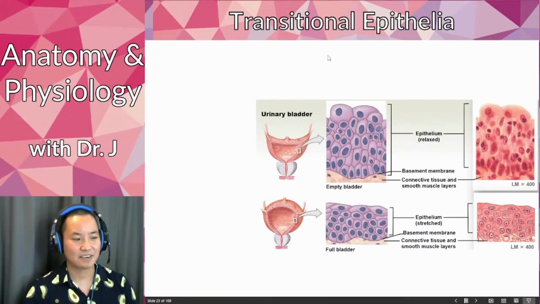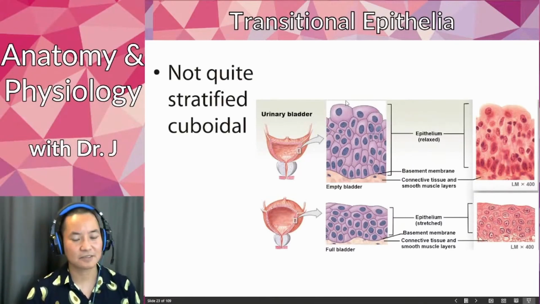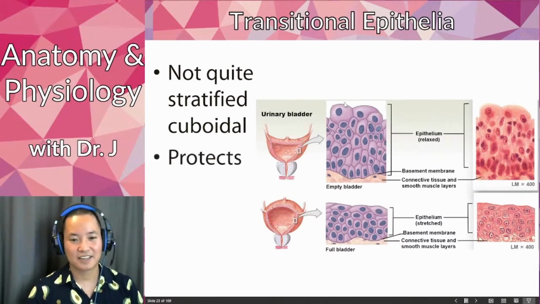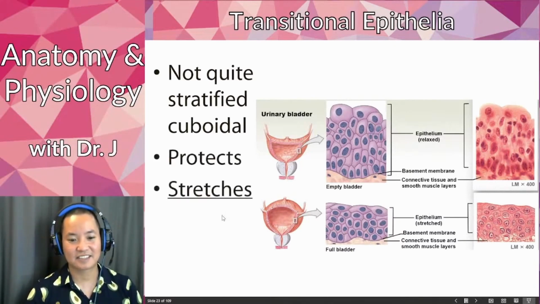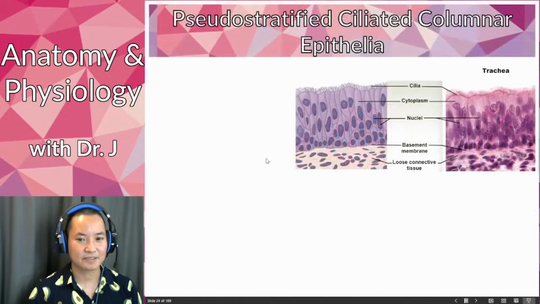They can be variable. So not quite stratified cuboidal. And you often find these, and this is a classic thing. So again, that flexibility, that's why it doesn't quite fit into any of those three classic shapes.